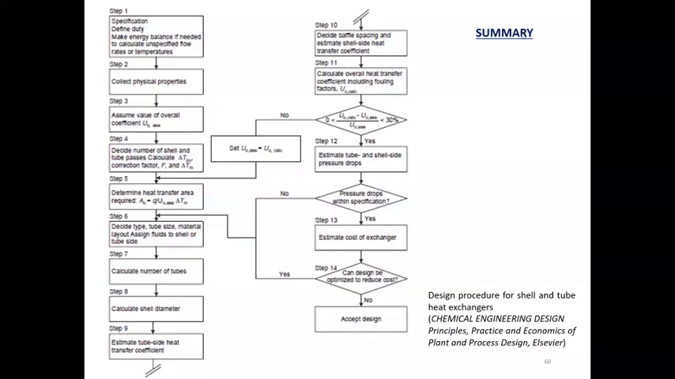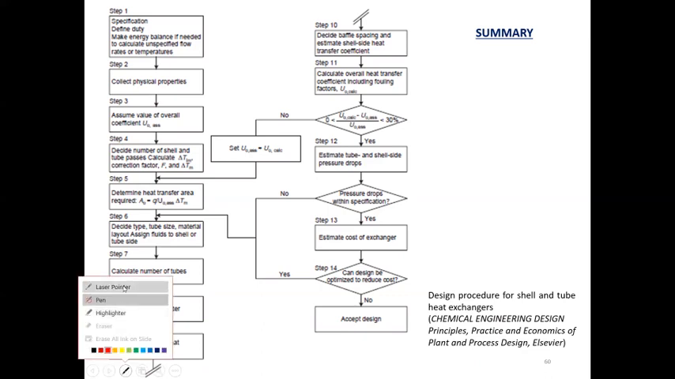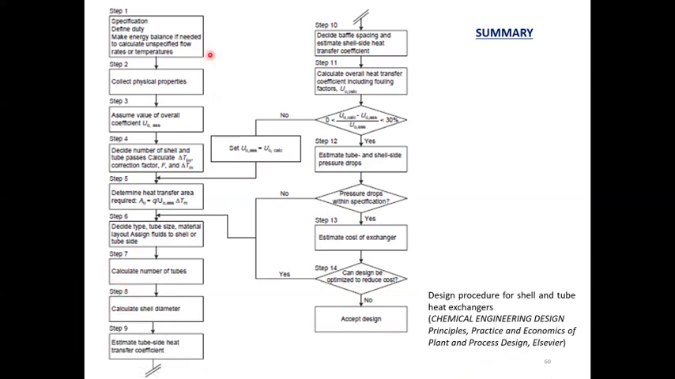Okay, lastly, in summary, how can we perform the detailed design for shell and tube? I refer from Chemical Engineering Design: Principles, Practice and Economics of Plant and Process Design by Elsevier. So you may refer to this book as well.